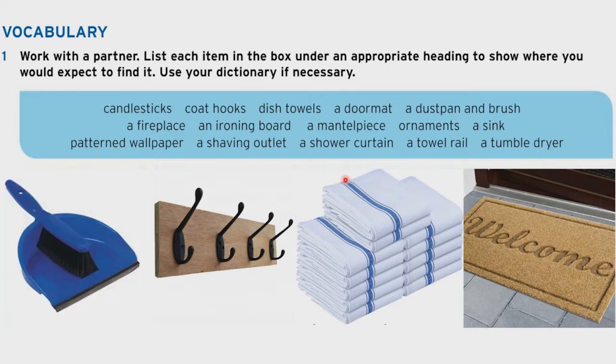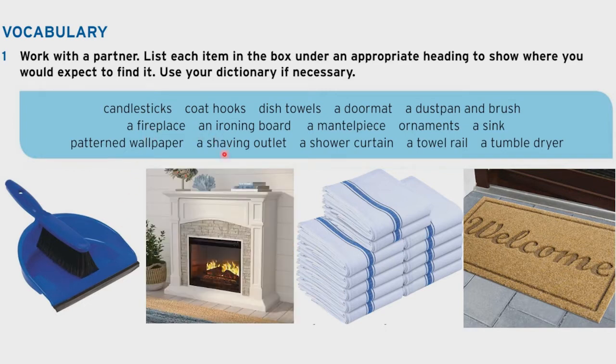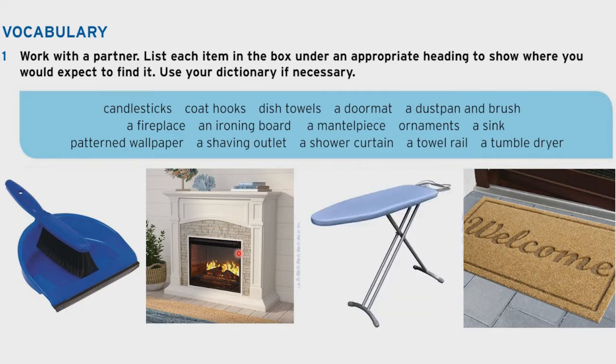Then we have a dustpan and brush, and as its name says, well, here is the brush and this is the dustpan that we use to collect all the dust that we can find in our houses. Then we have a fireplace, that is this that we have over here. Well, this obviously we're gonna find it in the living room. Then we have an ironing board. This is the ironing board because it is the object that we use to iron. No, it is not called donkey, it is an ironing board.